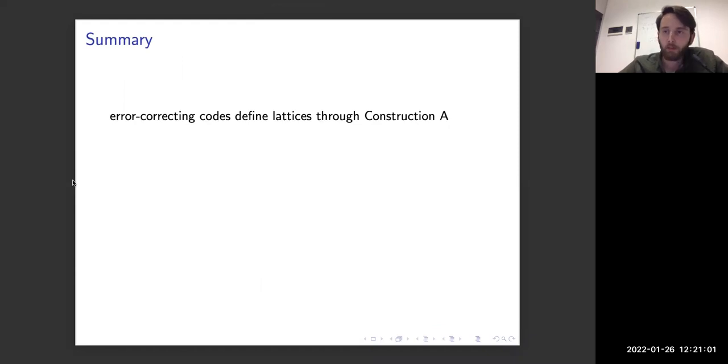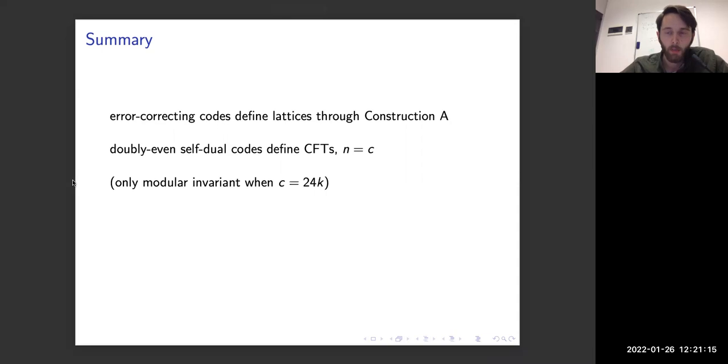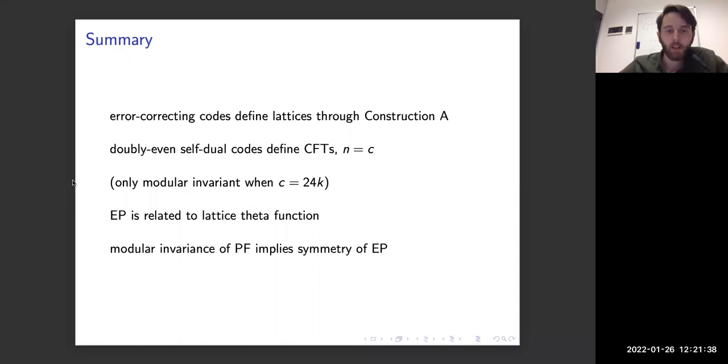Okay, so this is sort of the end of the introduction. Error correcting codes define lattices. A subset of those codes define CFTs if they're doubly even and dual. The central charge is equal to the length of the code and the dimension of the lattice. Because of this 24th root of unity, the CFT partition function is only really modular invariant when c is a multiple of 24, but you can still do this construction, for instance, with a Hamming code. You'll just get a partition function that's not really modular invariant. And the enumerator polynomial is related to the lattice theta function, and modular invariance implies constraints on the enumerator polynomial.